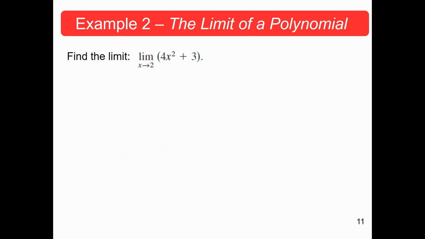What about finding the limit of 4x squared plus 3 as x approaches 2? This is a polynomial. We know with polynomials, we just plug it in. 4 times 2 squared plus 3, that's 4 times 4, which is 16 plus 3, which is 19.